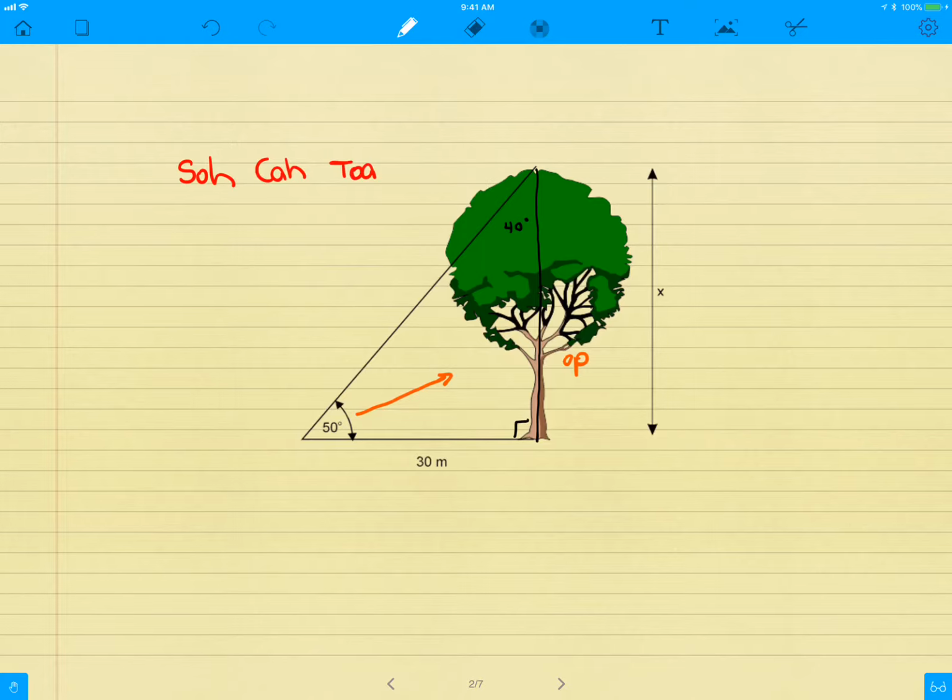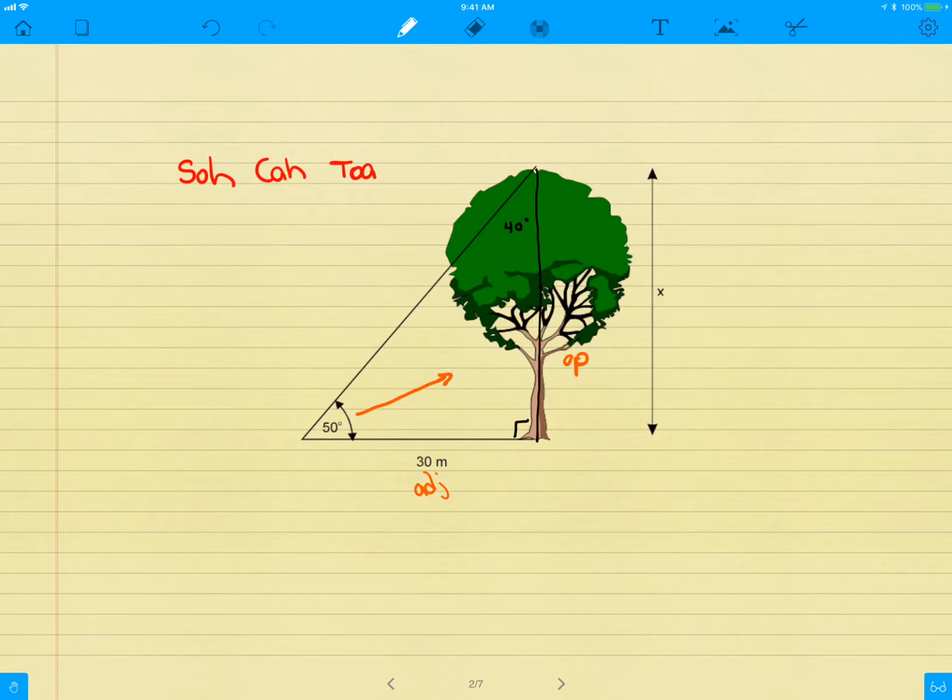So the opposite wall is the wall across from 50. The adjacent wall is the wall right next to it, which in our case is the 30, and then we don't actually need the hypotenuse. They're not trying to find the cable going from the ground up to the top of the tree. So in this particular case, I'm finding the opposite wall.